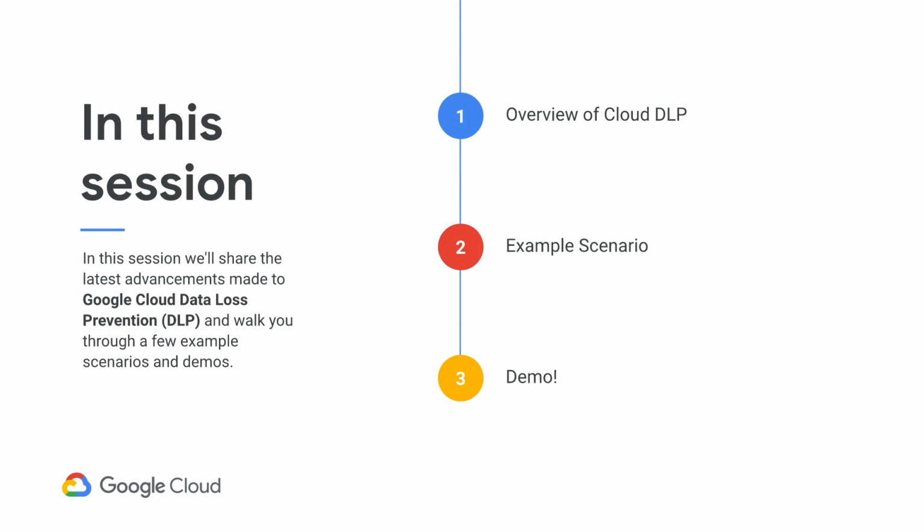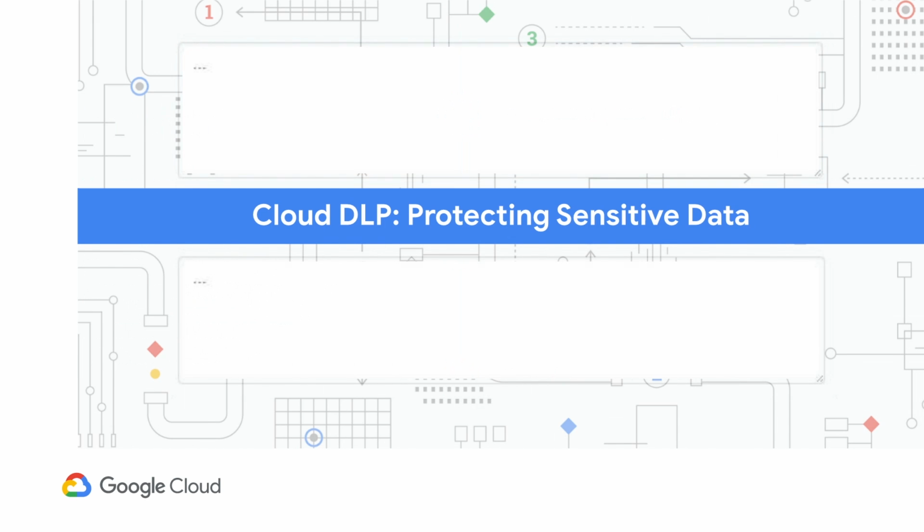So we're going to cover how to take charge of your data, protecting sensitive data on the Google Cloud Platform. In this session, we'll share the latest advancements on the Google Data Loss Prevention, or DLP, infrastructure, and walk you through a few example scenarios and demos. First, we're going to give an overview of what Cloud DLP is. Then we'll walk into a scenario and some live demos.